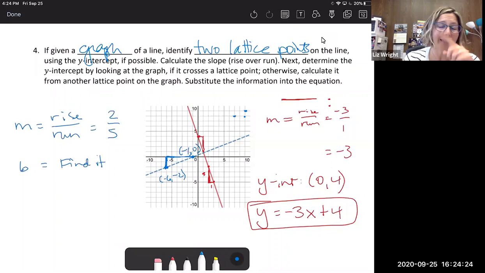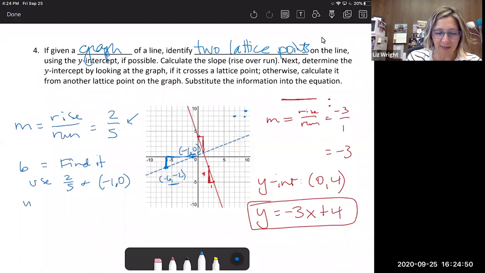And how we're going to find it is how we did it on that previous page. So you can choose either one of these points, and then use our point and our slope that we just figured out in order to find b. So I am going to choose (-1, 0). I'm going to use 2/5 and (-1, 0) to find it.